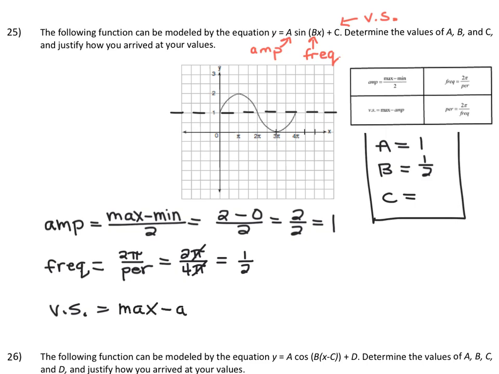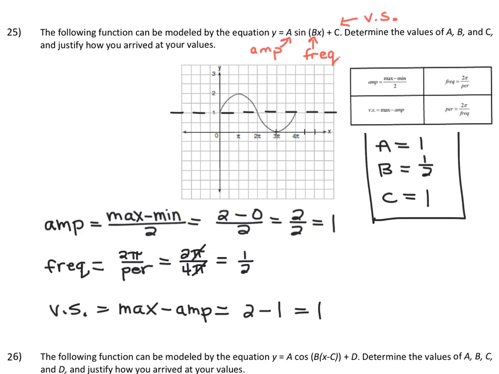So the vertical shift is the max minus the amp. Now, the maximum height that this graph reaches, we already said, is at a y value of 2. So I'm going to replace the word max with a 2. And then minus, well, we found the amplitude right here to be 1. And then 2 minus 1 is 1. So C, our vertical shift, is equal to 1.